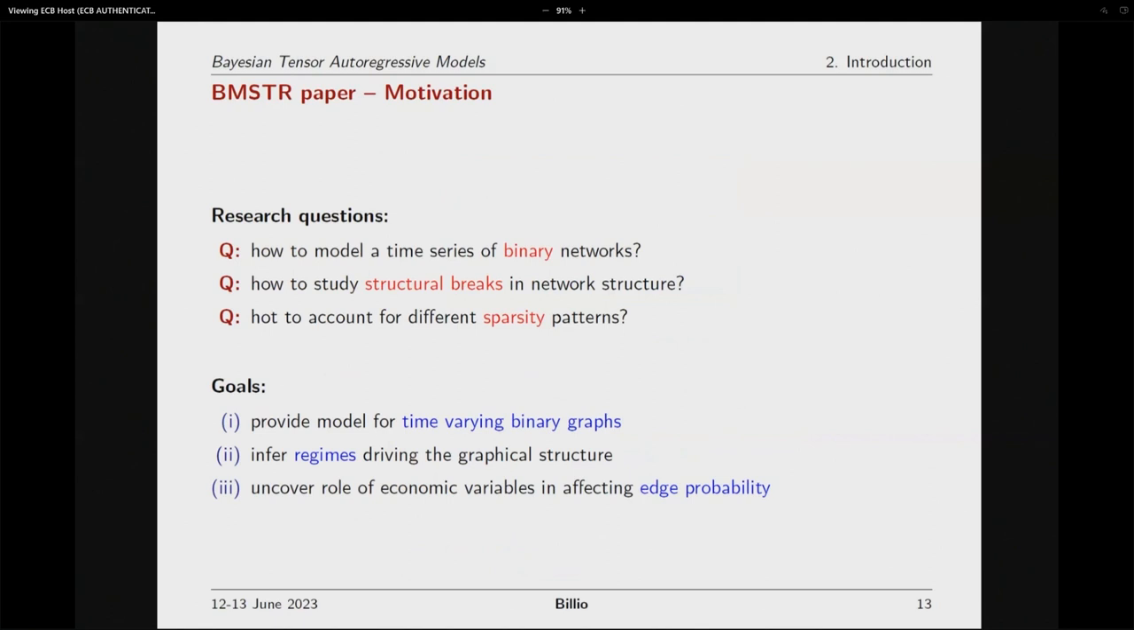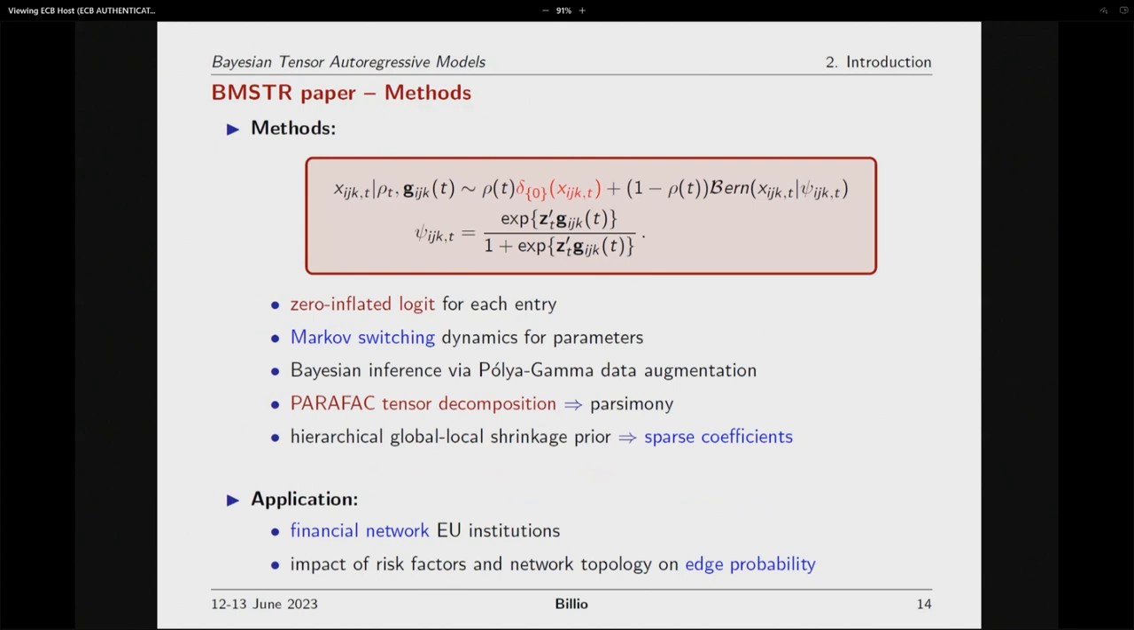The other paper, the companion paper, starts from the same observation, but in this case it is a binary network instead of a real-valued network. And there the idea is, how is it possible to analyze and to formalize the structural breaks in the network structure? Again, we need to deal with sparsity. And then here the model is something that appears a little bit more complicated in the writing, but in practice it is a zero-inflated logit for each entry.